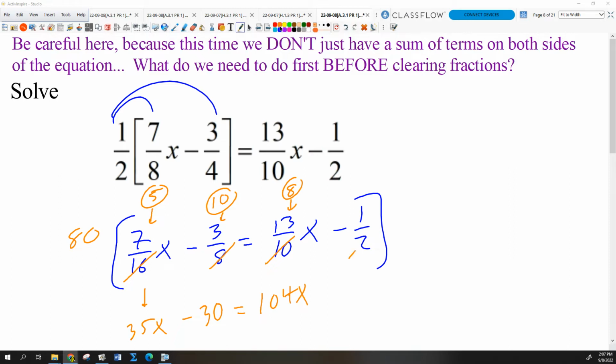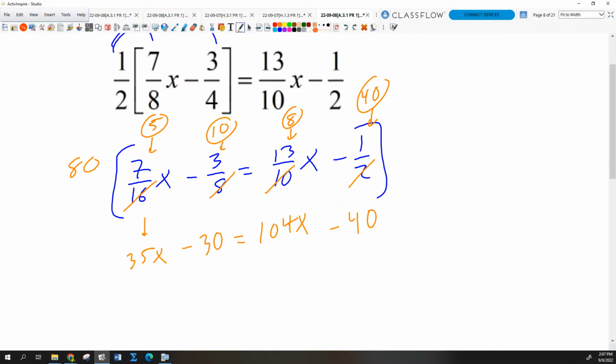80 over 2 reduces to 40 times negative 1 is minus 40. We won't even finish. From there, it's a piece of cake, right? No big deal. We push the x's to the right side and isolate the x. No big deal. Okay? All right.